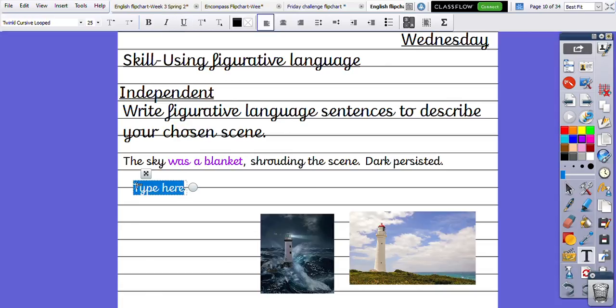If I was to say the sky was like a blanket, because I have used the word like, I could have also used the word as. That is a simile, whereas a metaphor says something is the other object, like a blanket. I've also used a short sentence here to vary my clause structures. Have a go today at writing sentences that use figurative language on your chosen scene, the dark, stormy lighthouse or the peaceful, serene lighthouse.